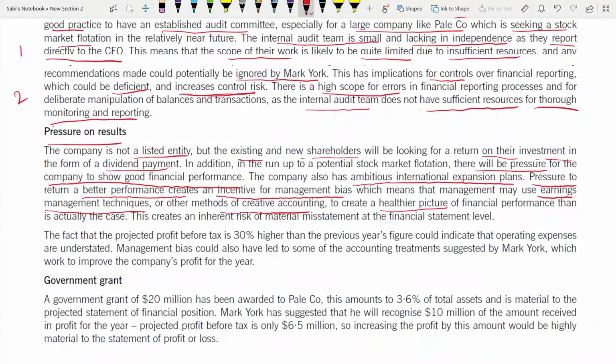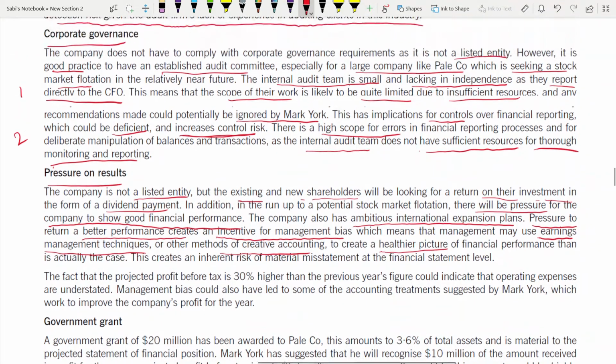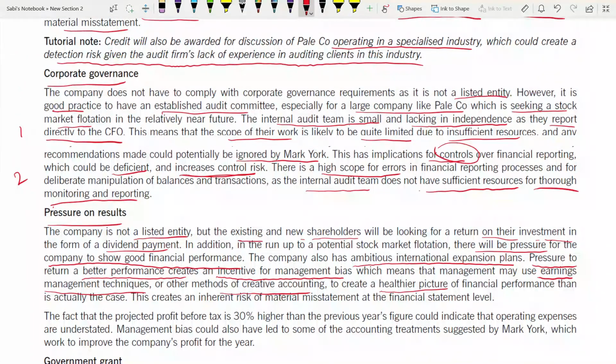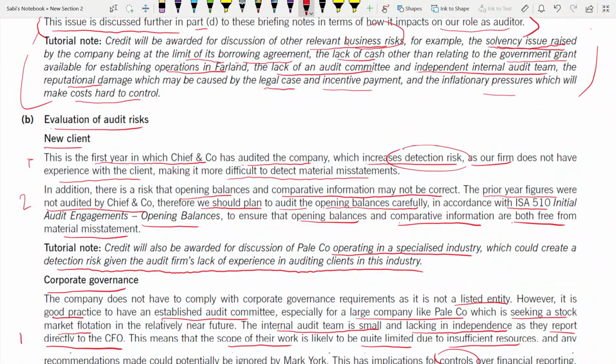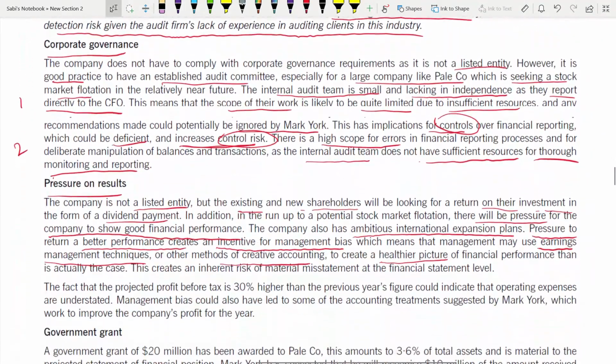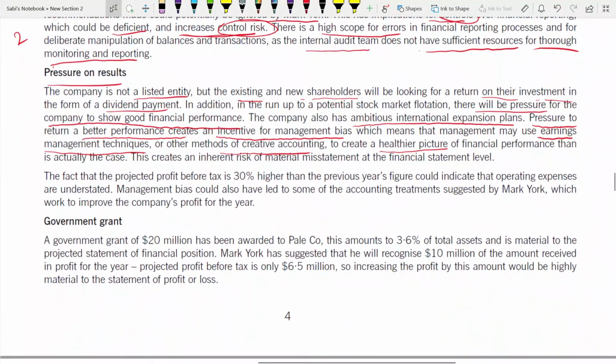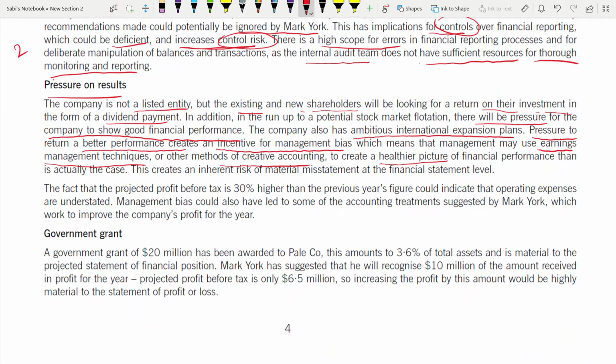You have to always talk in terms of audit risk. Remember, audit risk means inherent risk, control risk, detection risk, all this risk. You have to link this. Earlier, if you see this control, you linked it to the control risk. Then the first point, you linked it to the detection risk. So these are types of audit risks, okay? Detection risk, control risk, inherent risk. So make sure that you bring your answer and link it to the type of risk, because the topic is audit risk. So here, this creates an inherent risk.